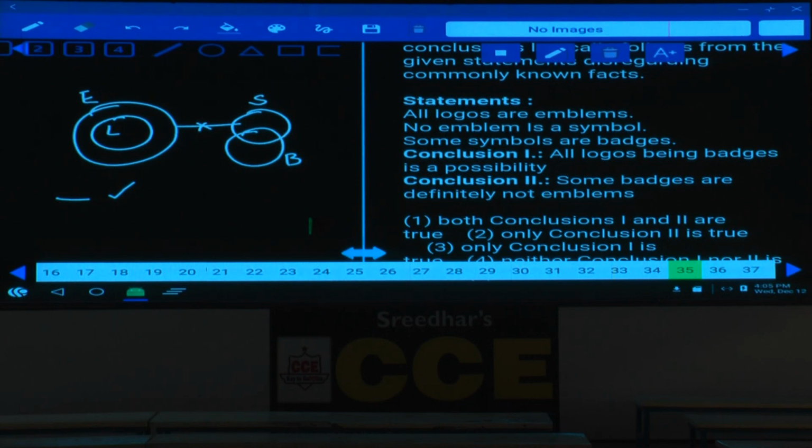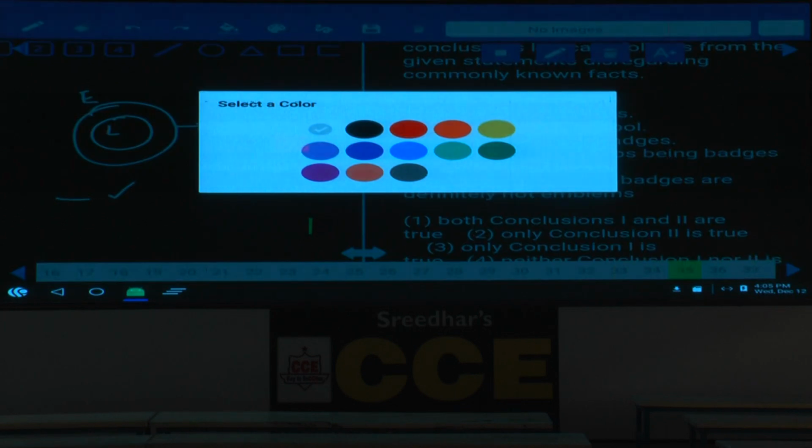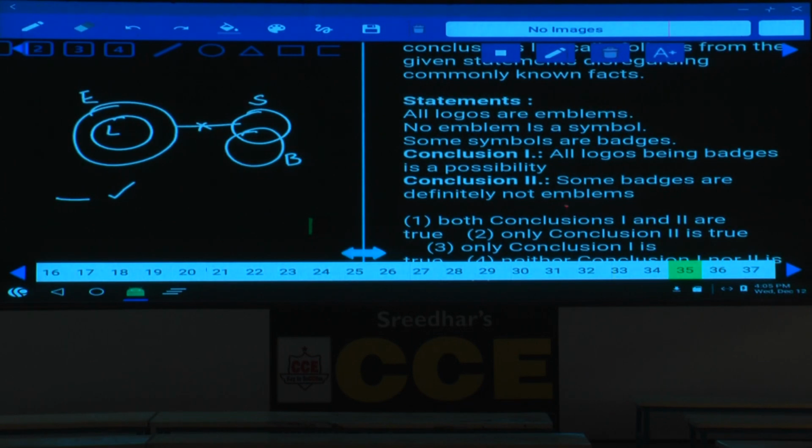Now in order to make this one false, now we need to prove all these badges are emblems, isn't it? Is it possible here? In order to make this one false, my emblem should be like this. Now tell me whether we can draw emblem like this. If you draw emblem like this, then no emblem is a symbol will become false. Alternate diagram cannot be drawn. Hence, previous conclusion will be true forever. Clear now?